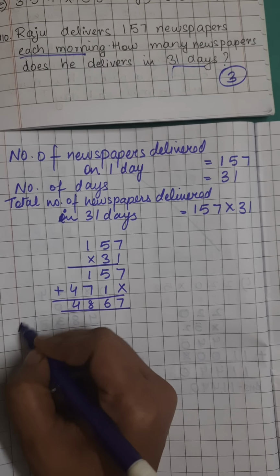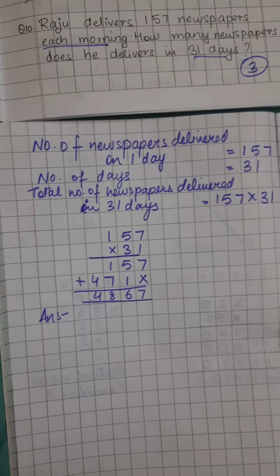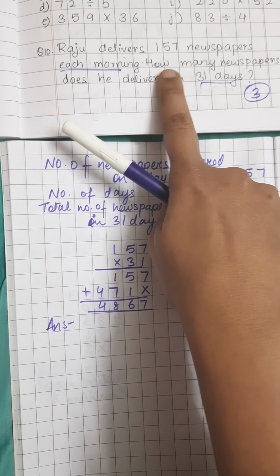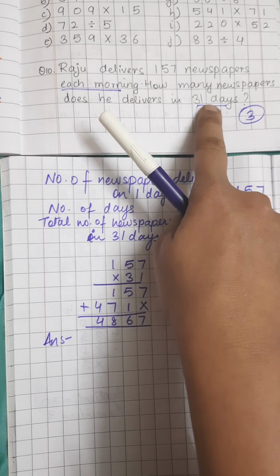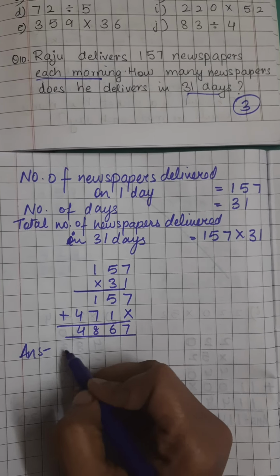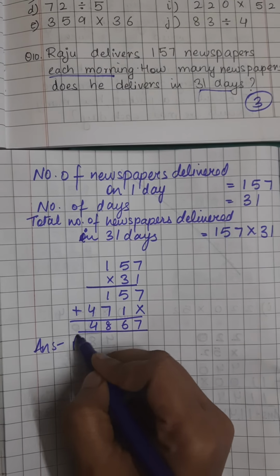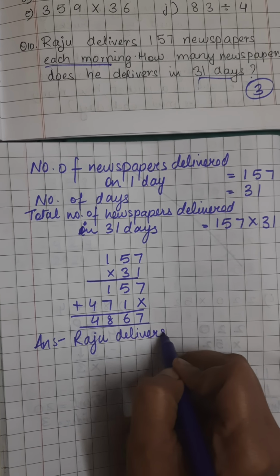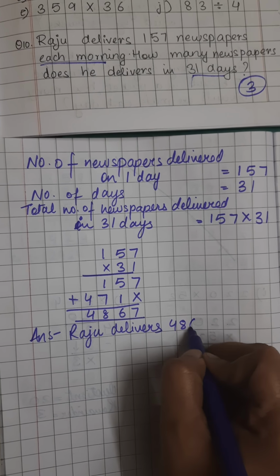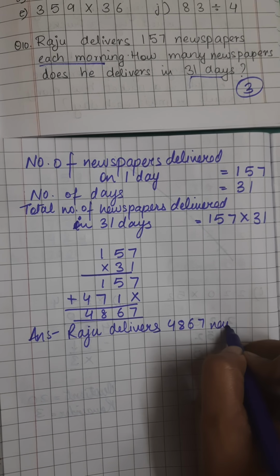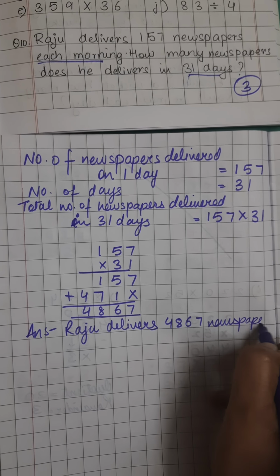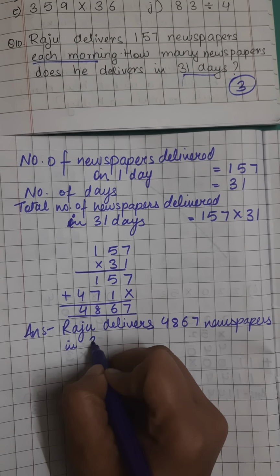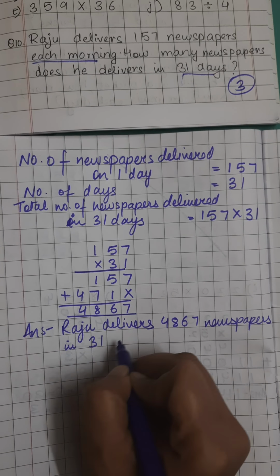And then the answer statement. Very important. So what is in the question? How many newspapers does he deliver in 31 days? What is the name? Raju. Alright. So Raju delivers 4,867 newspapers in 31 days. This is the complete word solution for a word problem.